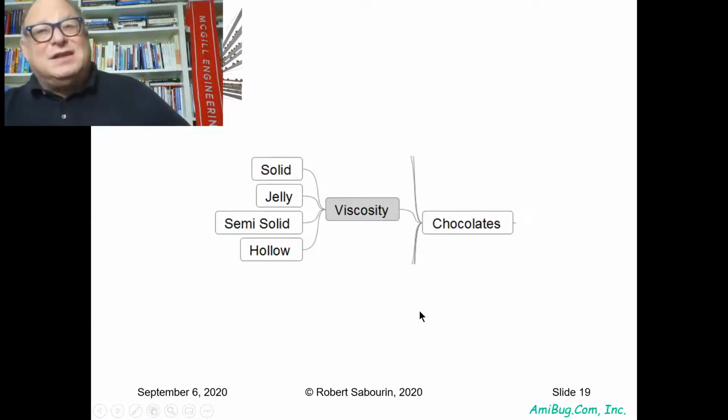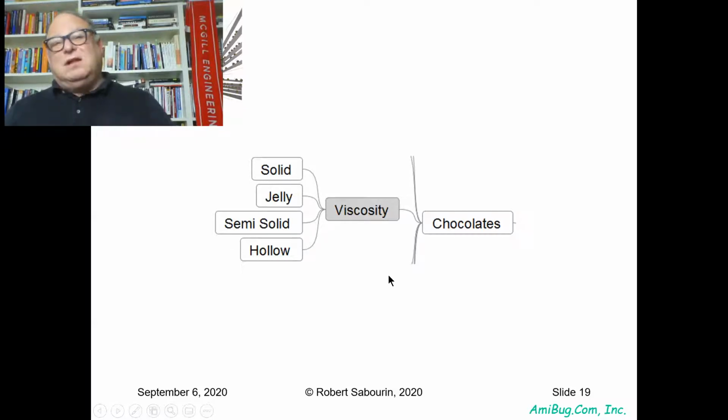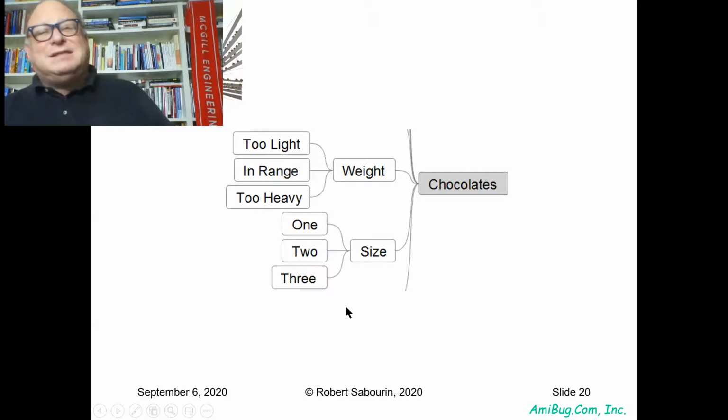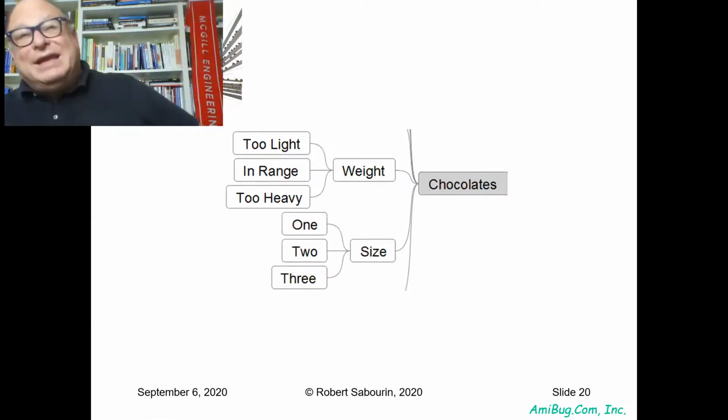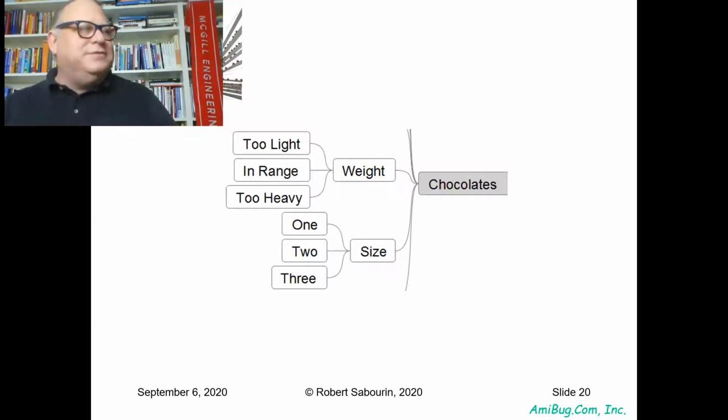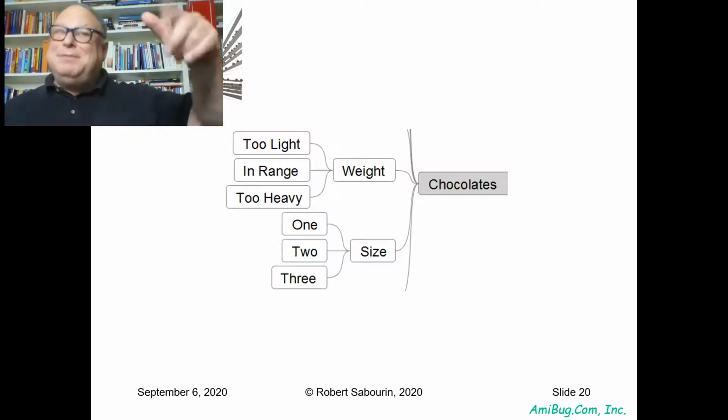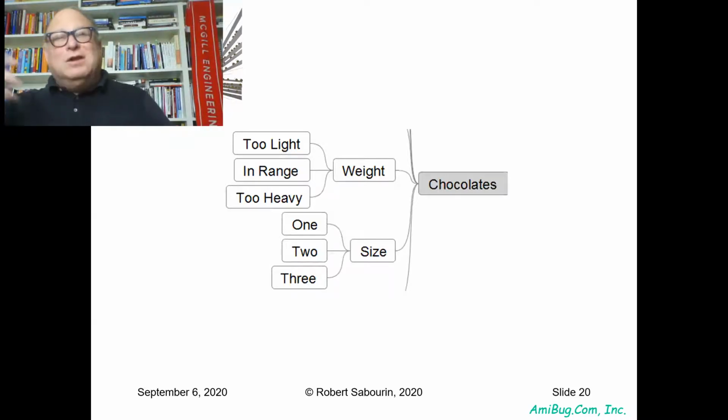And then there's the viscosity. So the chocolate could be solid, hollow, jelly, or semi-solid. These are the different viscosities that the Rap-O-Matic can handle. There's weights. Now, the weight for a chocolate could be too light, too heavy, or in range. Of course, the exact numeric value for the weight probably depends on the type of chocolate. So we have knowledge that the Rap-O-Matic somehow knows how to say, well, this type of chocolate should weigh no more than this, or that type of chocolate should weigh no less than that. They have ranges of weights for the types of chocolates.